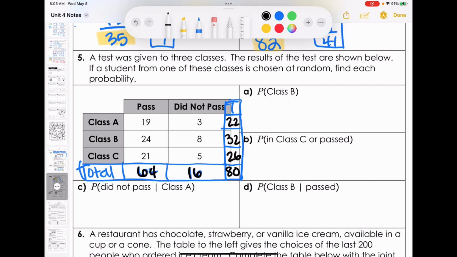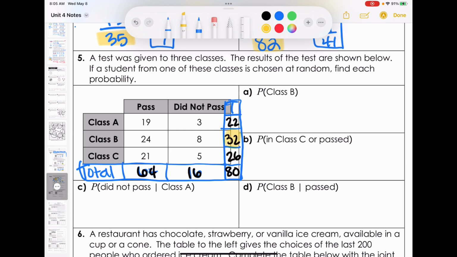All right. Now that we have our totals, we can do our probabilities. So the probability that they're in Class B. I want my total number for Class B, which is 32, over the total people in this two-way table, which is 80. Now I'm going to make sure that it doesn't have to be simplified, and it can, to 2/5.